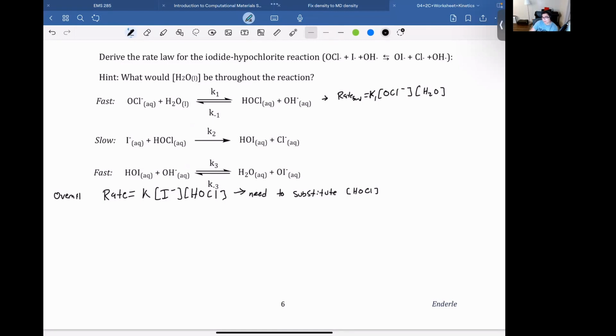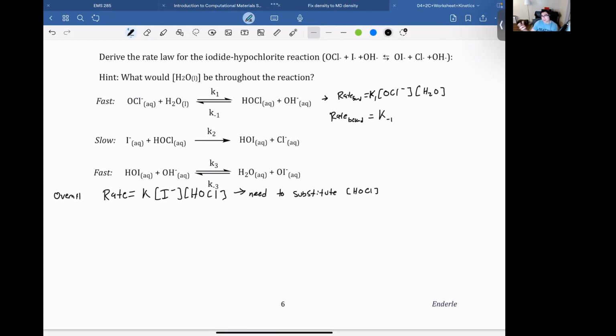Now, this doesn't really help, right? Because I want to get rid of HOCl minus, but what can I do? So we can write the backwards rate like this. Backwards. I'm going to say that this is a rate constant of K negative 1. So it's for the first reaction. And it's going backwards, right?